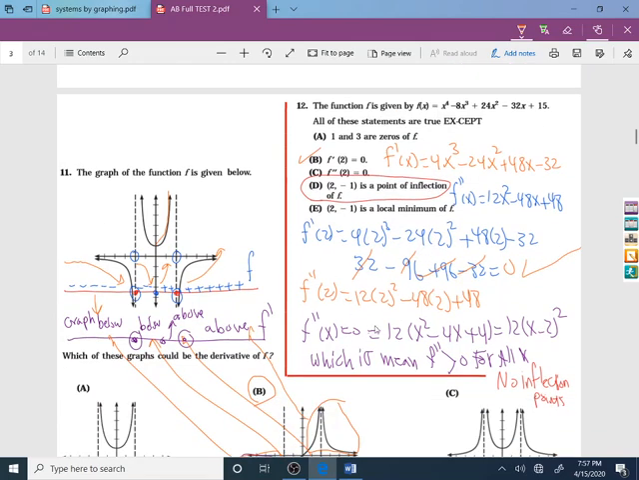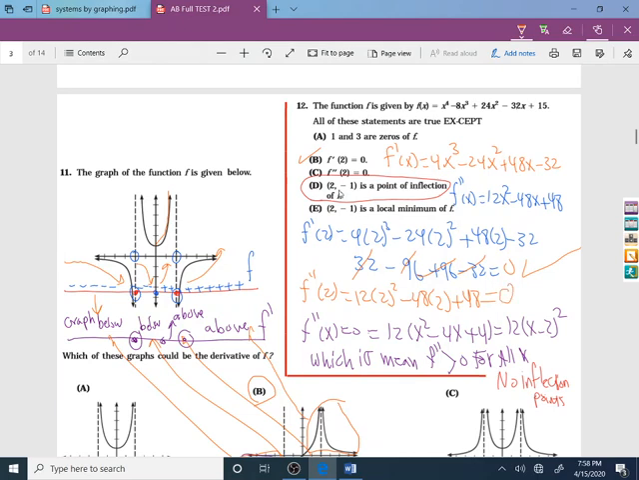Now f double prime of 2, it's what? 12 times 2 squared, right? 2 squared is 4, 48 minus 96 plus 48, that gives 0. But for this inflection point, I need to check, and right? I need to see this 0, right? Both of them give you what? 0.